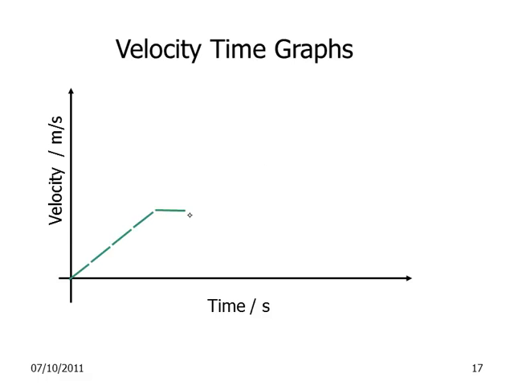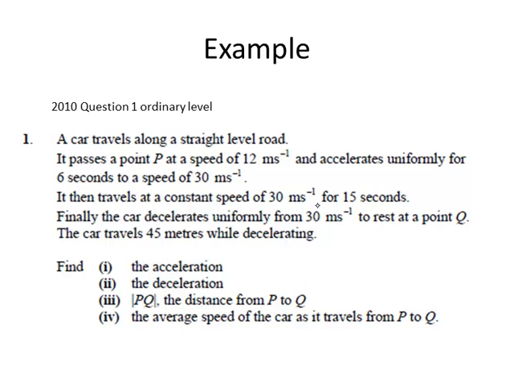So let's say we've got a period of motion where the velocity accelerates. Then what's happened when it goes straight across here, it's moving at constant velocity. And then here we've got a moment where it's decelerating for a period of motion. Okay? Now, a 2010 Ordinary Level question.